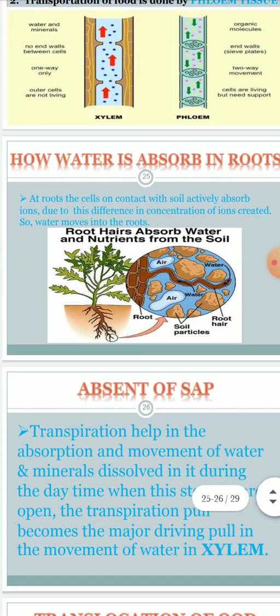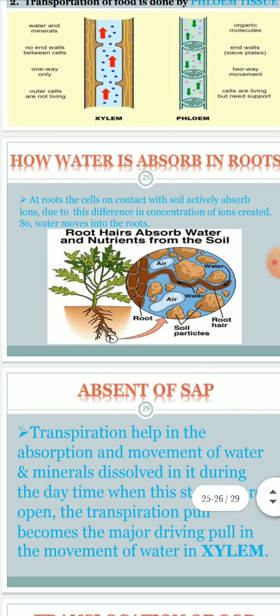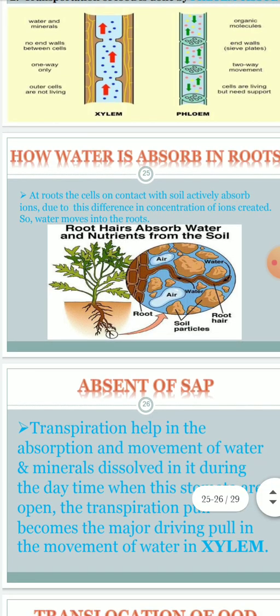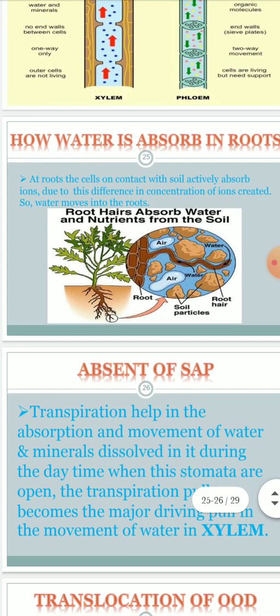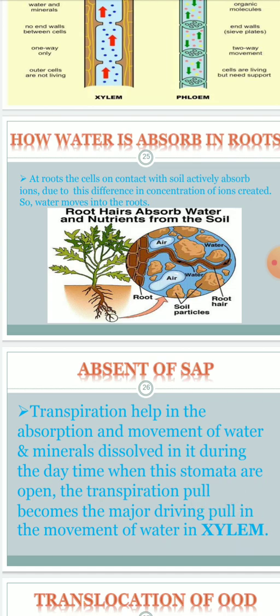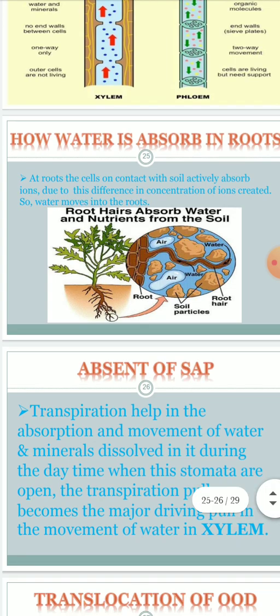How is water absorbed by the roots? At the roots, the cells in contact with the soil actively absorb ions. Due to the difference in the concentration of the ions created, water moves into the cell. It happens due to the difference in concentration, from high concentration to low concentration. Accordingly, the roots absorb water.